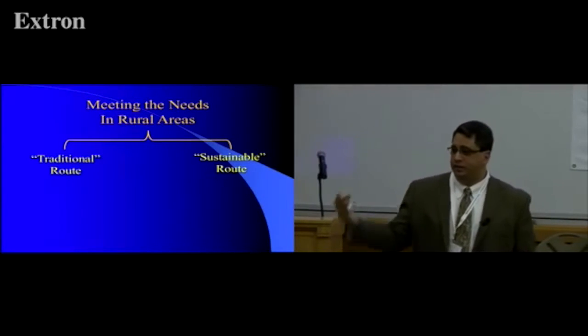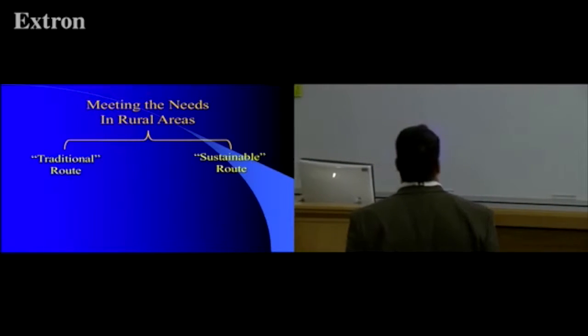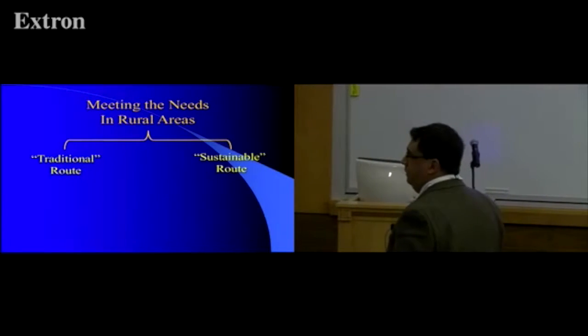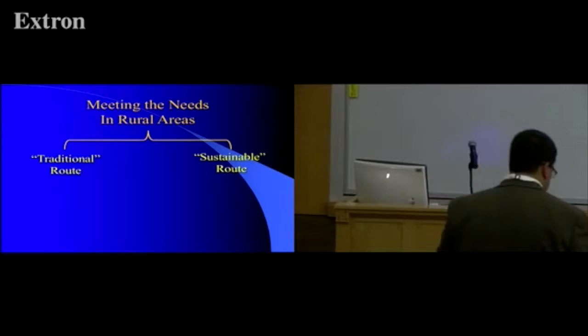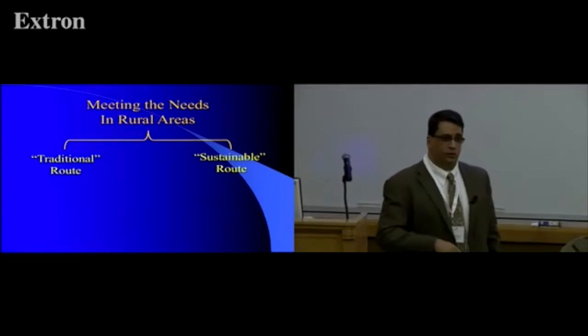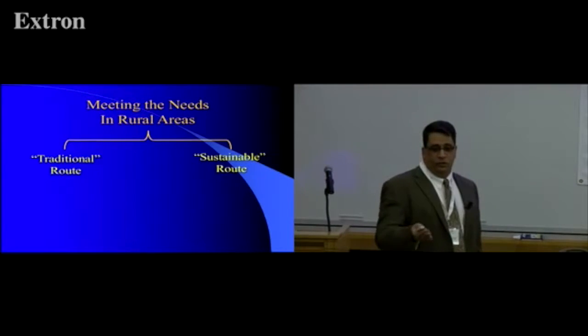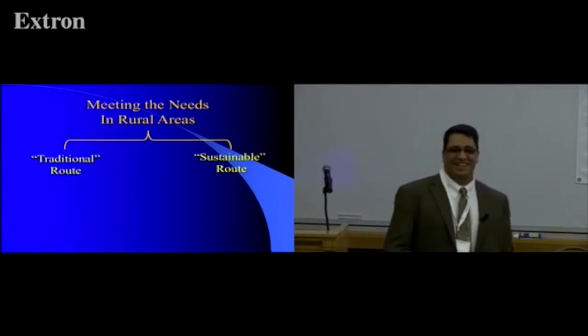So how do we meet the needs? How do we meet the needs for heating and how do we meet the needs for electricity? There are two ways. Either we go the traditional route or we go the sustainable route. So I'm gonna go over what will happen if we go the traditional route, and I'm gonna go over what we can have if we have the sustainable route. And I'll try to do this in 30 minutes. Thank you.